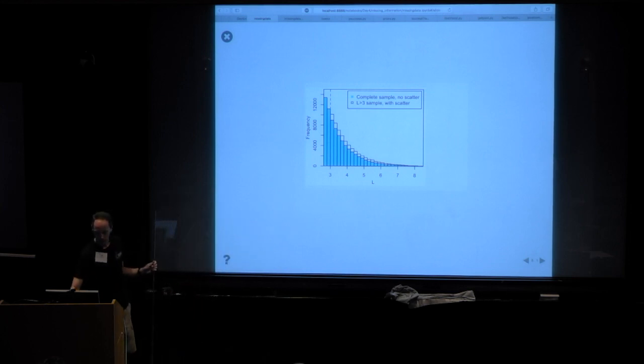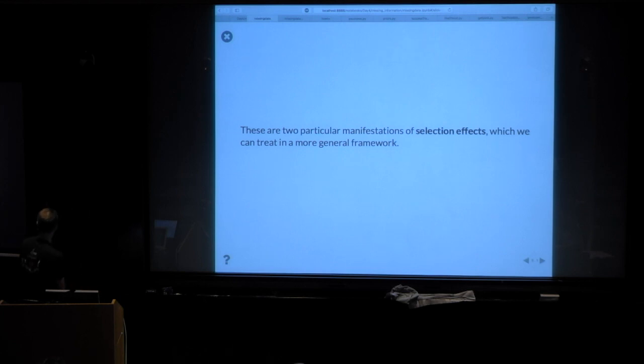That's the Eddington bias. However, those things will not be on the test because they are just particular manifestations of something more general that you could call selection effects, selection being how do things in the universe wind up in my data set. And so the way that we're going to deal with these is in a more general framework.